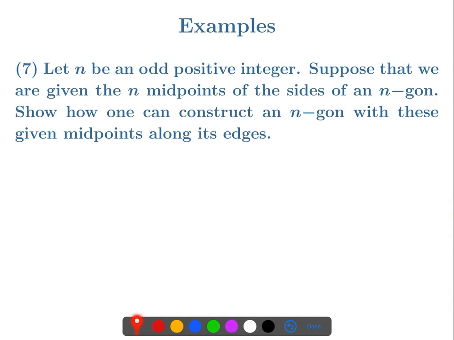So this is the example we're going to do, and we have n being an odd positive integer, and we're giving n midpoints of the sides of an n-gon, and we want to show how you can construct the n-gon. Now it says "an" here because there actually is more than one answer, but we're going to find an n-gon that has these points as midpoints. So I'm going to go ahead and give the argument when n equals 5, so you can see what's involved with it, more by way of an example.